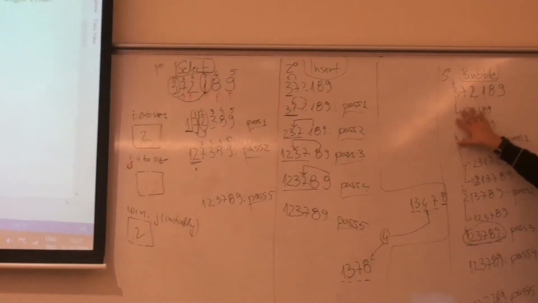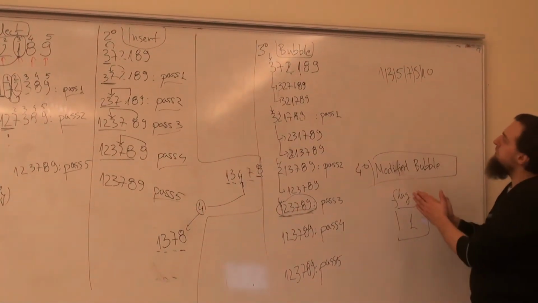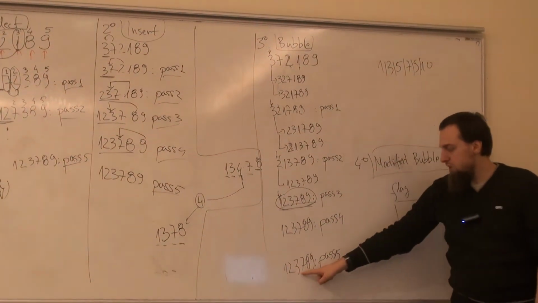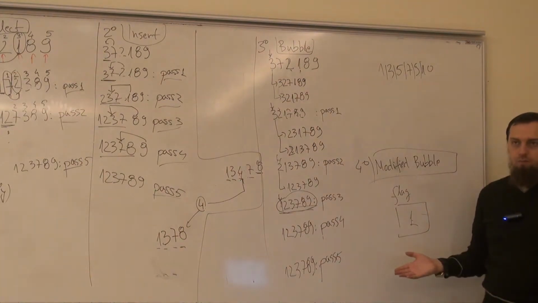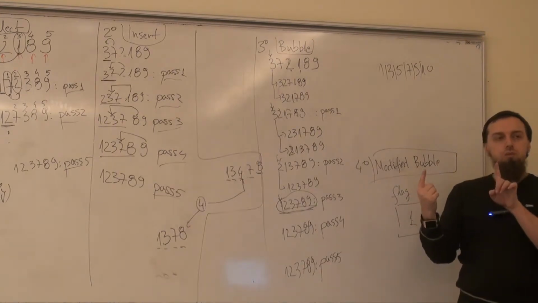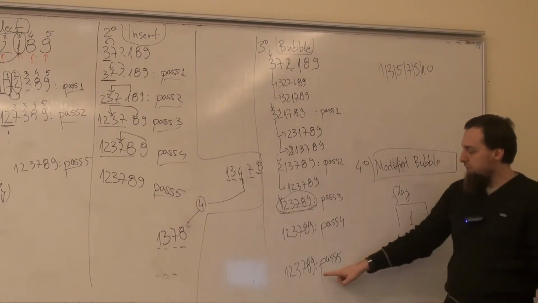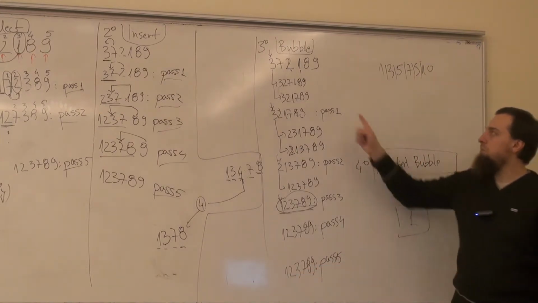In bubble sort, it's trying to sort it, okay? But in modified bubble sort, if we try to sort this one, 1, 2, 3, 7, 8, 9, which is already sorted, we will not make any changes, okay? However, if you try to sort something in reverse, let's say we have 9, 8, 7, 3, 2, 1, then modified bubble will be worse than bubble.